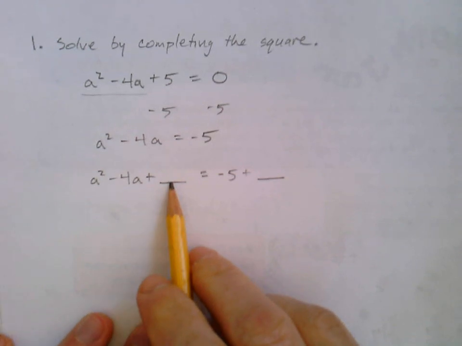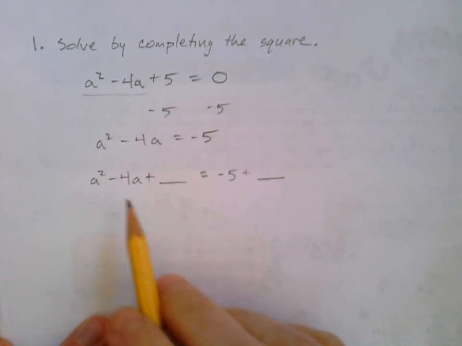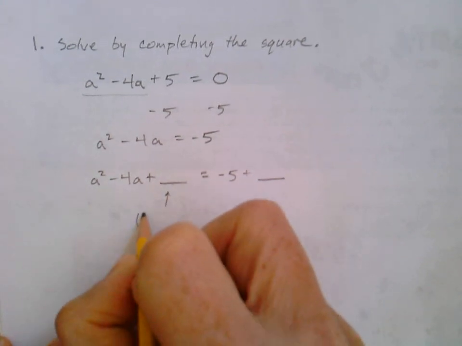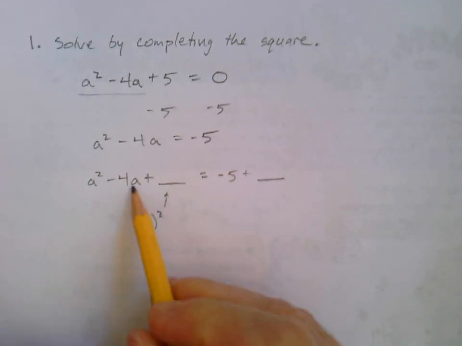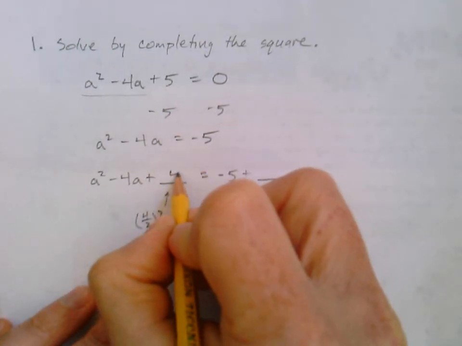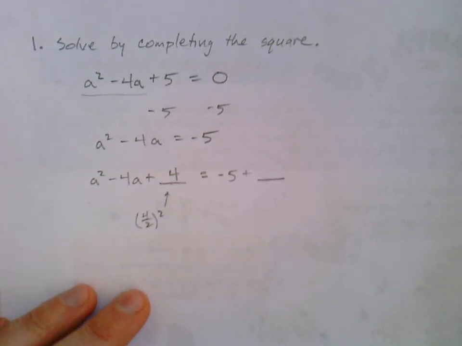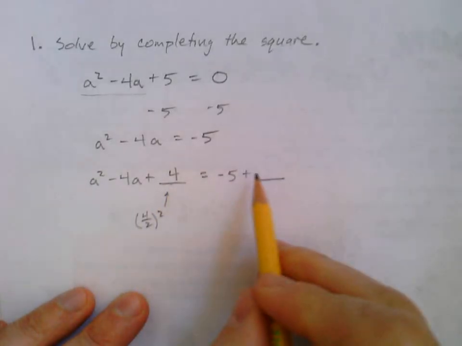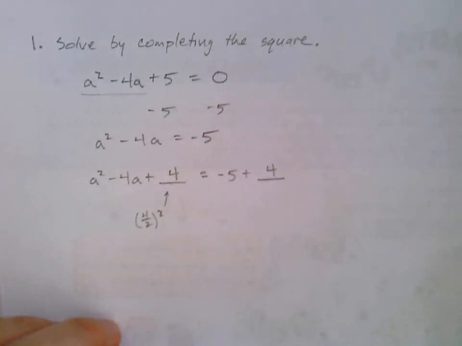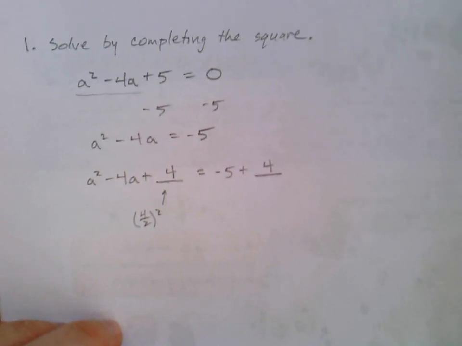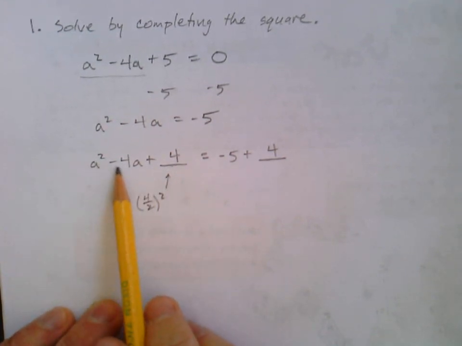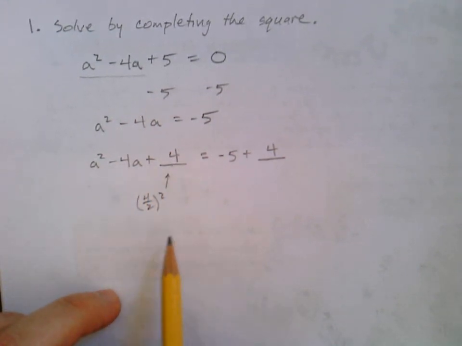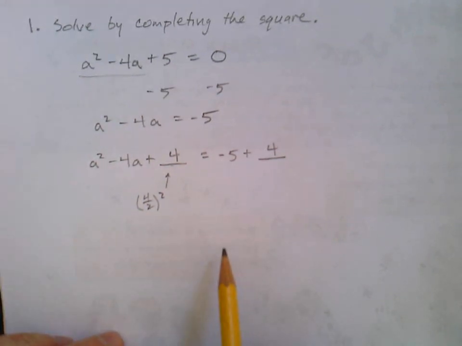What am I going to add here on the left? Well, I take the 4, I take half of it, and then I square. Well, that's about as easy as they get, right? 2 squared, I end up adding 4. If I add 4 here, I need to balance it out on this side with the same number. And at this point, I've completed the square. I just need to now rewrite, simplify, and finish it off.